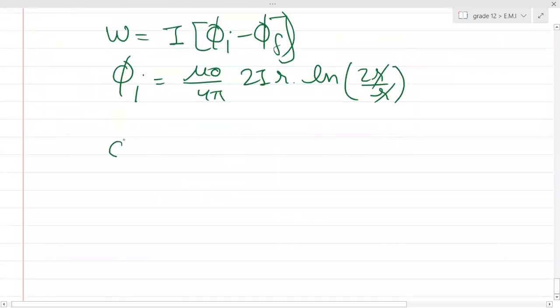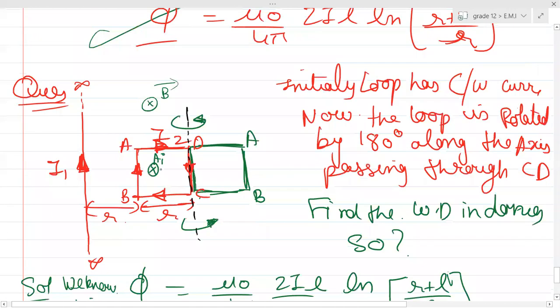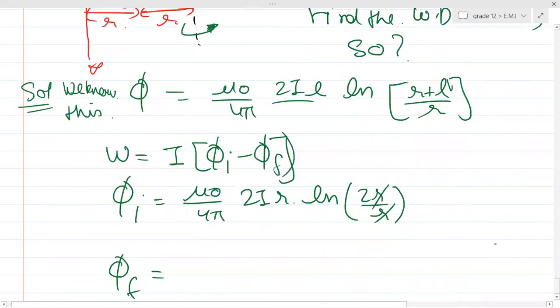Can you see this is the initial flux? Now what will be the final flux? Guys, can you see when you rotate it, what will happen? The current will be like this now. The current will start flowing in the anti-clockwise direction. That implies the final area vector is pointing out of the plane, and the magnetic field is still pointing into the plane, right? Yes, sir. So what will be the only difference over here? There will be just a minus sign over here because of cos 180.